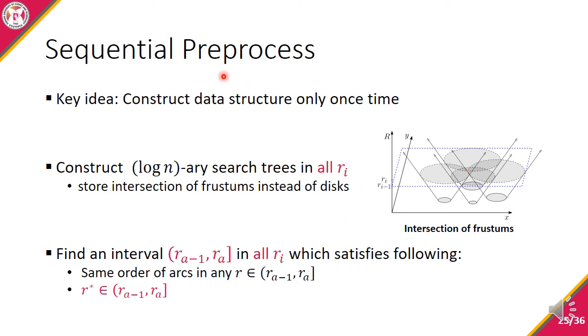The key idea of sequential preprocessing is to construct data structures only one time, because it is inefficient to construct data structures separately for each processor in the parallel decision algorithm. To avoid this, we design sequential preprocessing.